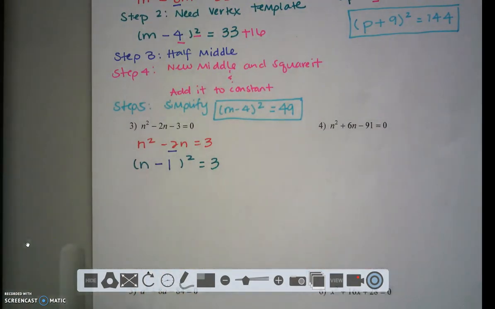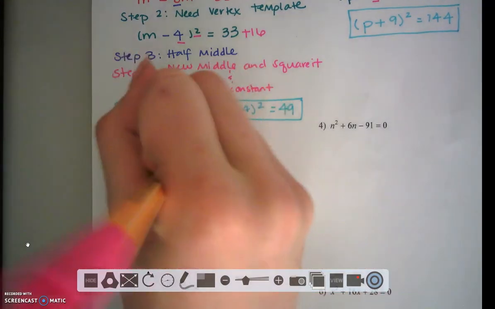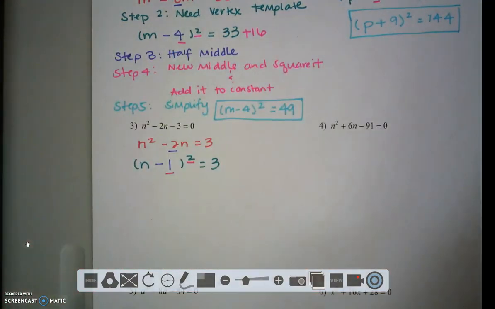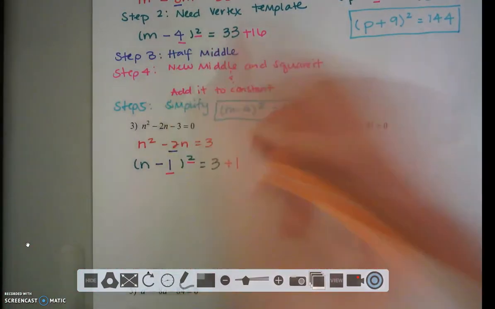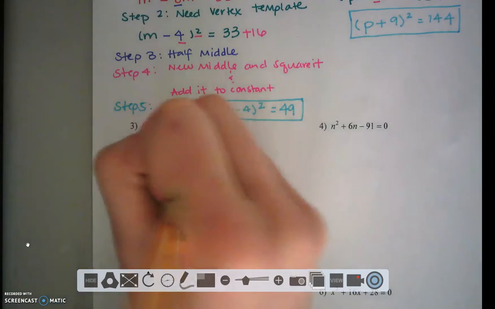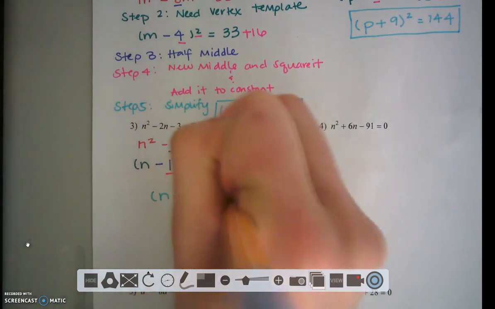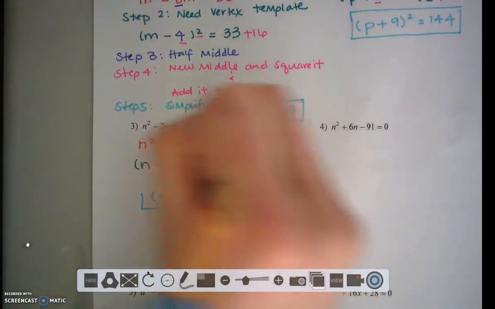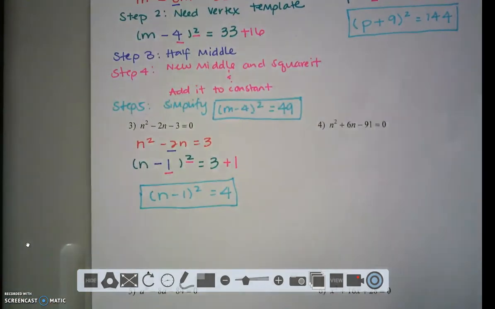I'm going to take my new middle and square it. So 1 squared is 1. And we are always adding. You are always adding back here to your constant. So my final answer looks just like this. Okay. So I challenge you to finish these next 3 and we'll go over and check it off as homework for tomorrow. But now let's relate this to circles.